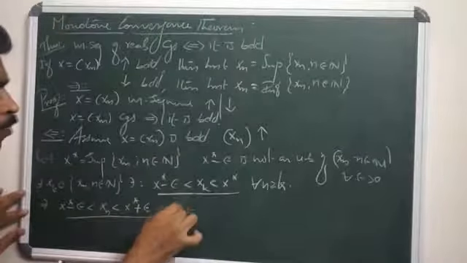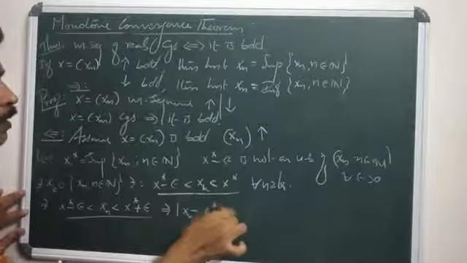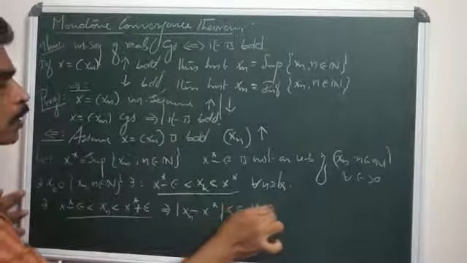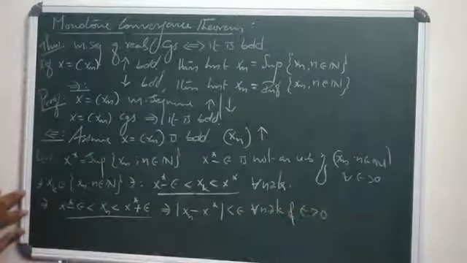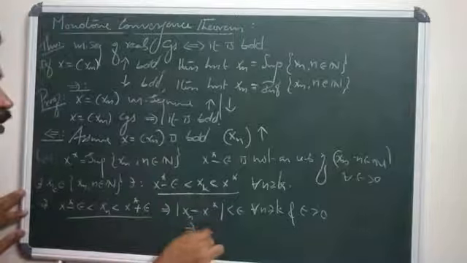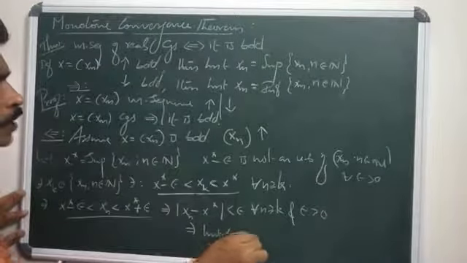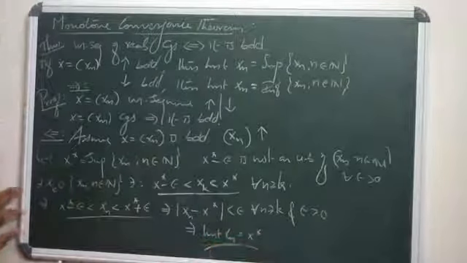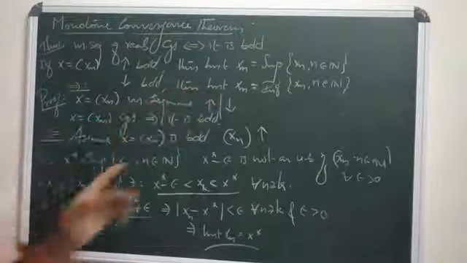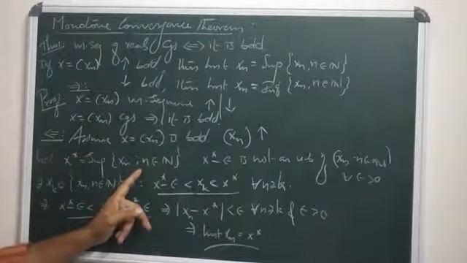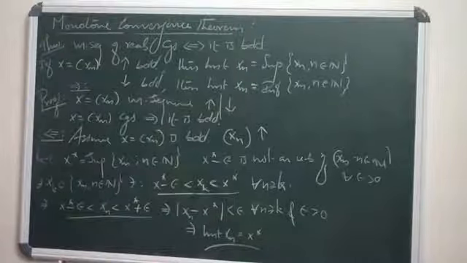That means modulus of xn minus x star is strictly less than epsilon for all n greater than or equal to k, and epsilon is positive. So that means limit xn equals x star. And what is x star? That is the supremum of xn. So the first result is proved: limit xn equals supremum of xn for all n belonging to N.